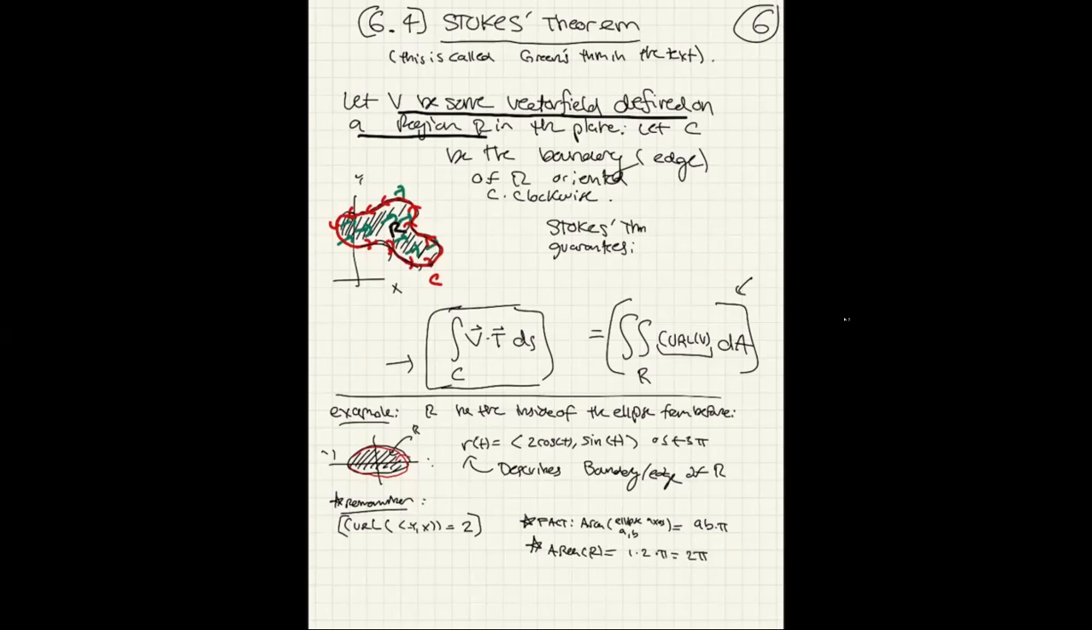So I'm going to do this left integral up here. The double integral of curl of V dA over my ellipse R is the double integral over my region, and we said it was constant 2 dA. This is 2 times the double integral of 1 dA over R, which is twice the area of R. And I've just said that that is 2 times 2 pi.